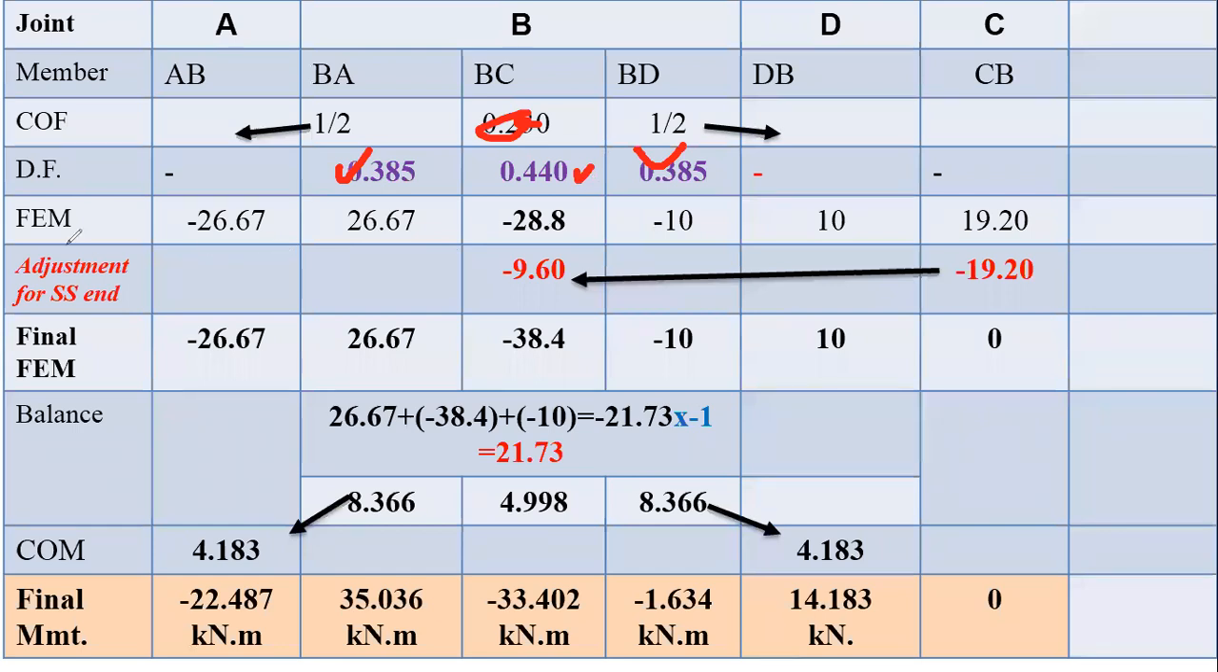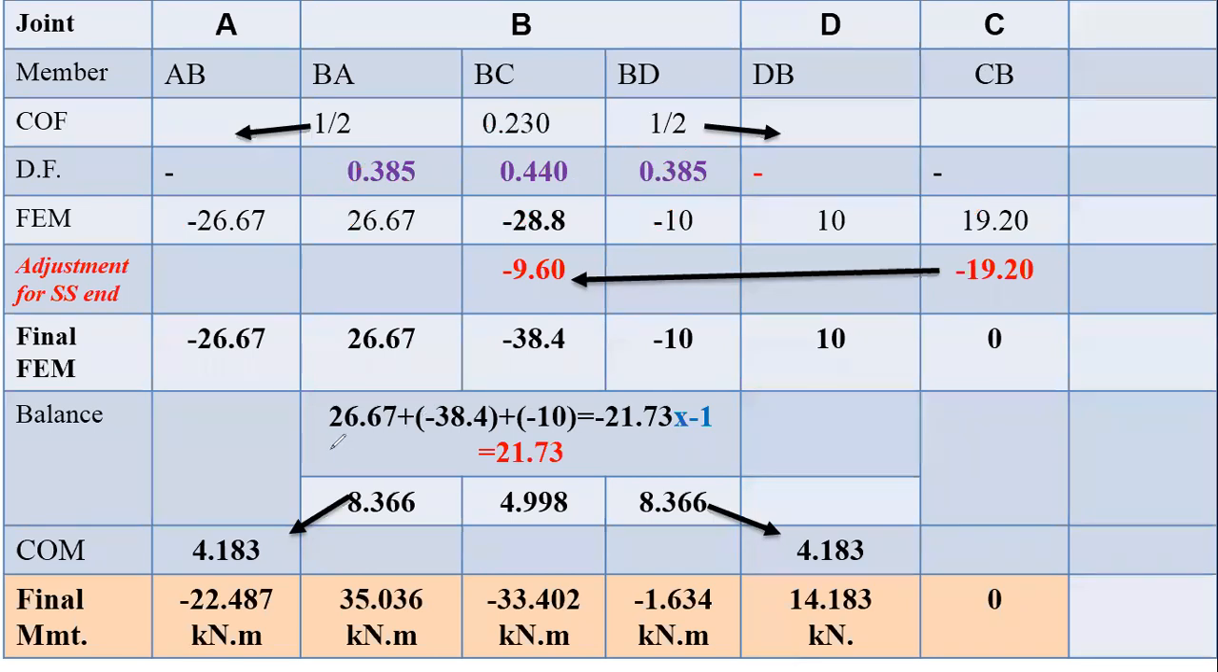Now write down the fixed end moment for each and every member calculated in step number 1. So what have you got? M bar AB, M bar BA, M bar BC, then M bar CB here. I have written C away from D. M bar BD, M bar DB. So these are the fixed end moments we have considered.